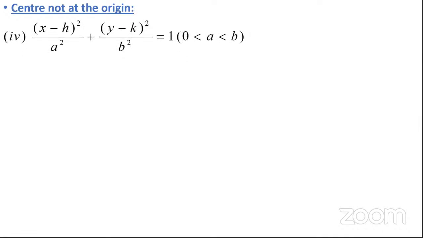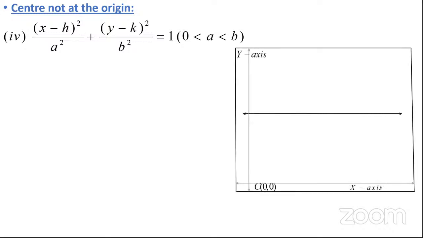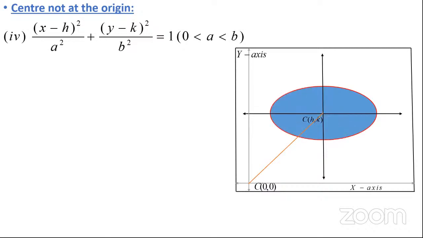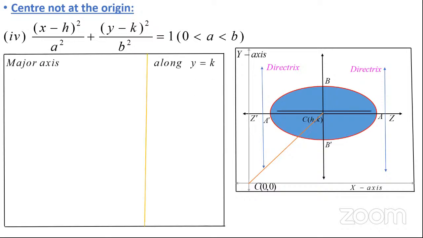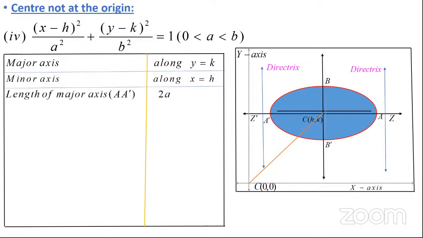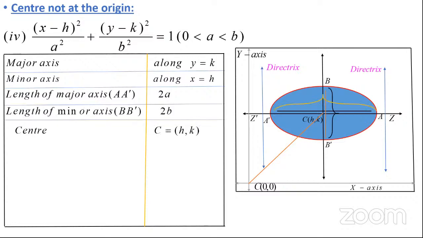Next, in the previous two discussions the center was at the origin. Now, if the center is not at the origin, we get this slide. x minus h whole square by a square plus y minus k whole square by b square equal to 1, where 0 is less than a is less than b. The center shifts from 0, 0 to h comma k. Then these are the directrices. A dash, B dash are the same as the major and minor axes. The major axis is along y equal to k, the minor axis along x equal to h. The length of the major axis is 2a, the minor axis is 2b, and the center is h comma k.